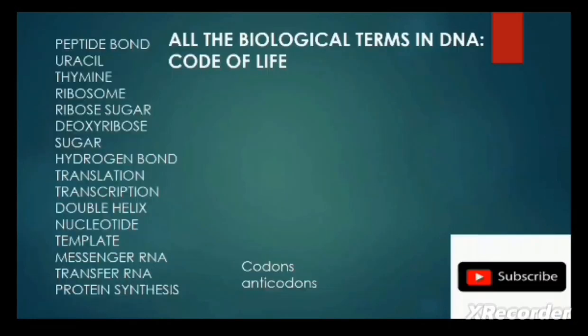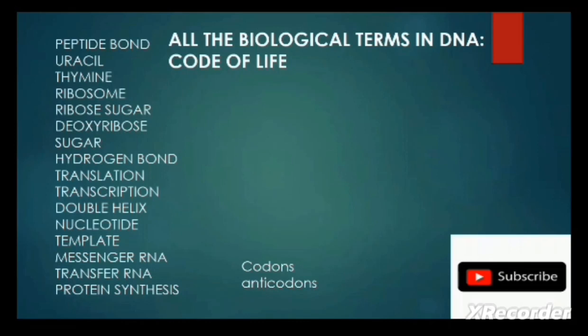Let's look at the biological terms to see if we talked about all of them. The peptide bond, we talked about it, is that bond between amino acids, right? Uracil is the nitrogenous base that is only in RNA. Thymine is a nitrogenous base only in DNA. Ribosome is that organelle whereby the tRNA brings the amino acid. And then we have ribose sugar, that's the sugar in RNA, deoxyribose sugar in DNA. Hydrogen bond, those bonds that are between nitrogenous bases in DNA. It's a weak hydrogen bond.